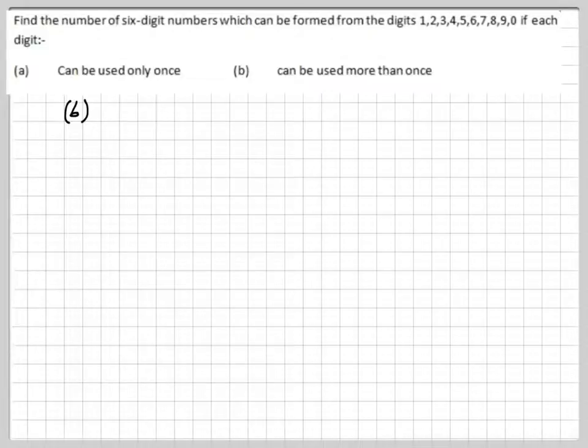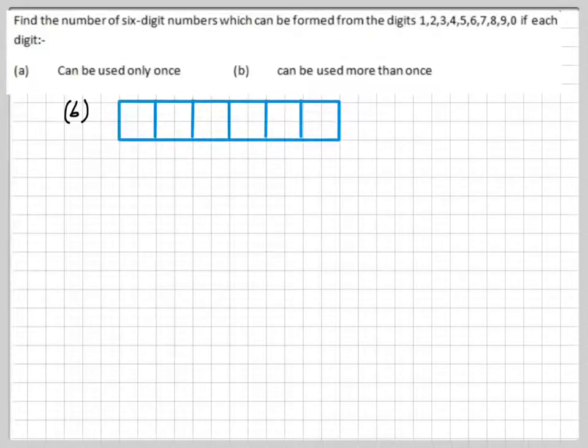Okay, now here's our window box. Now come on, how many choices do we have for the first position? How many choices? Can we use a 0? Don't think so. So therefore I say there's 9, not 10.